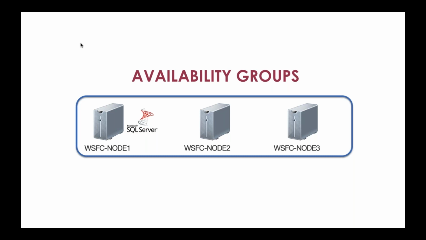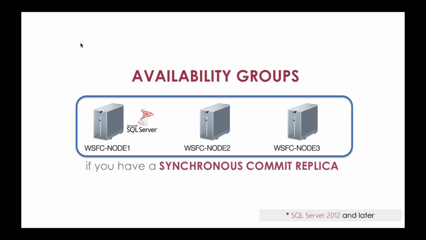So let's say your availability group is running on node 1. Same thing, a 3 replica availability group with node 1 as your primary. Again, excuse me, only applicable to 2012 and later. If you have a synchronous commit replica, let's say nodes 2 and 3 are all configured with synchronous commit, what you do is you change the failover mode from automatic to manual. Totally different from failover clustered instances from an operations point of view.